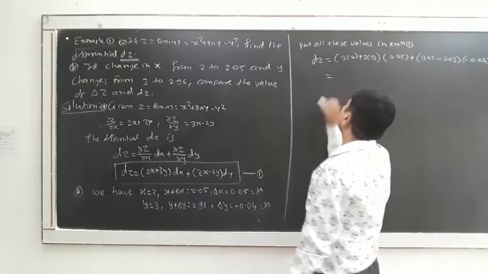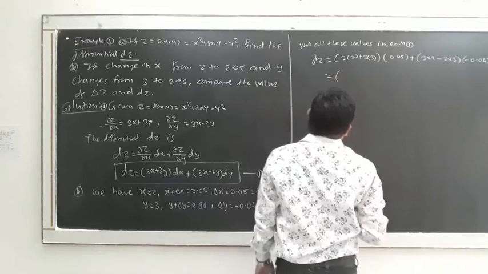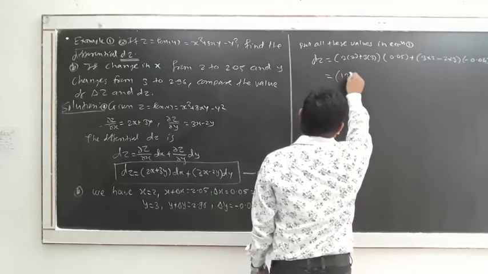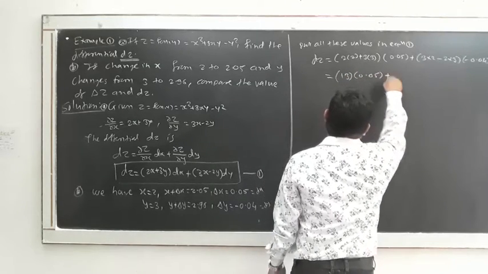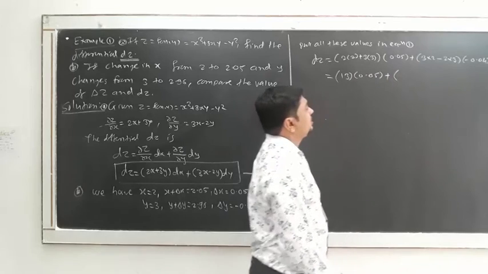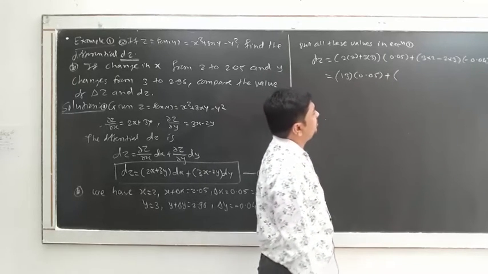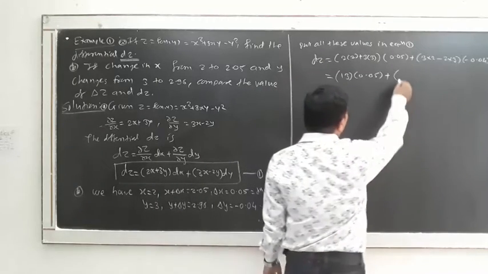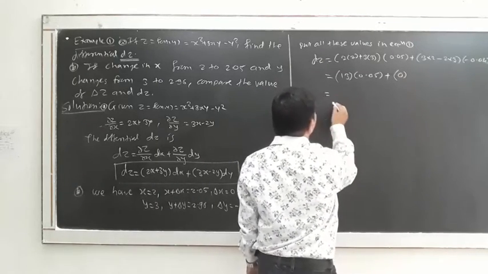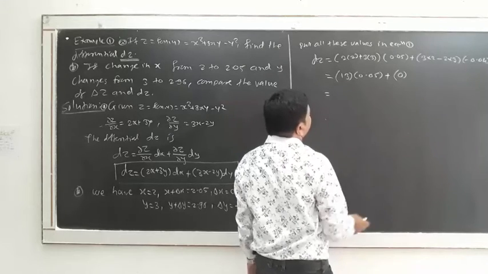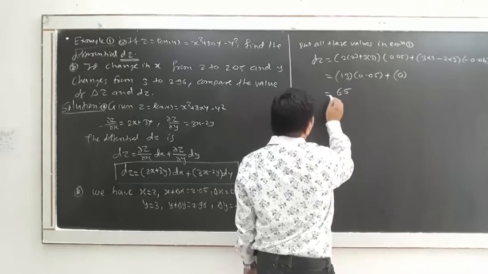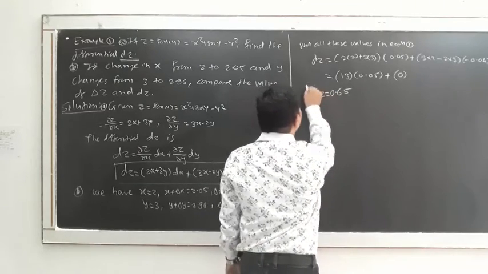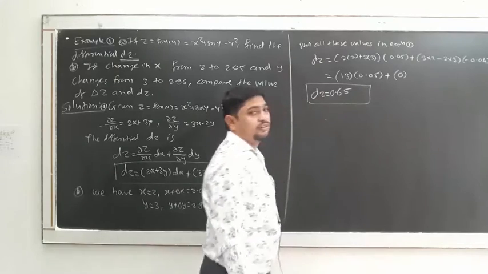Now you can do the calculation: 2 2s are 4, 3 3s are 9, 4 plus 9 is 13, times 0.05, plus 3 2s are 6, 6 minus 6 is 0. So it is equal to 13 5s are 65, and how many digits do we give? It is 0.65. So our dz is 0.65.